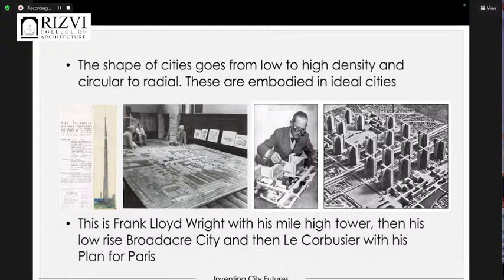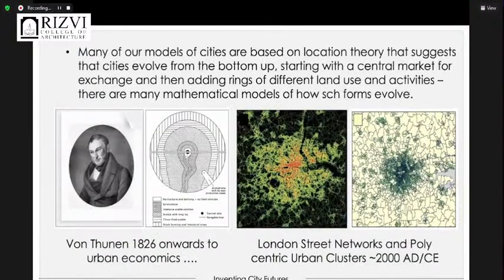And then on the immediate right, you can see a picture of Le Corbusier, looking at his model for central Paris, which was a proposal to increase the density of living in central Paris in this particular context. So you can see extreme examples of low density on the left and high density on the right.